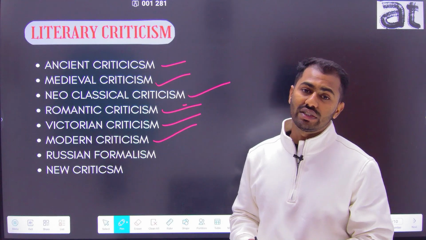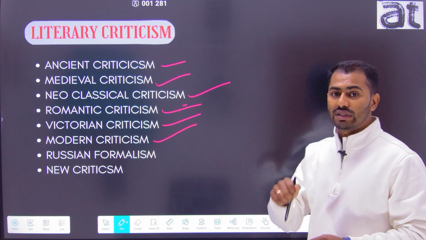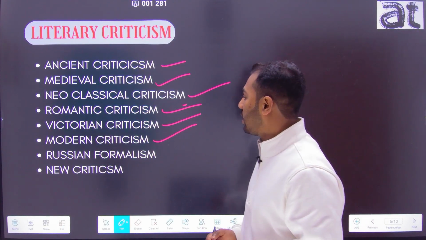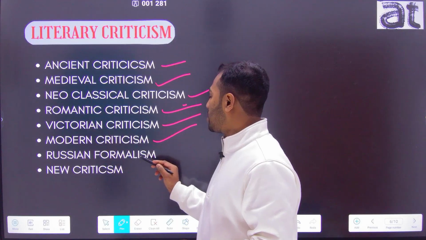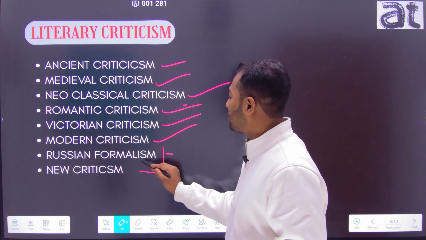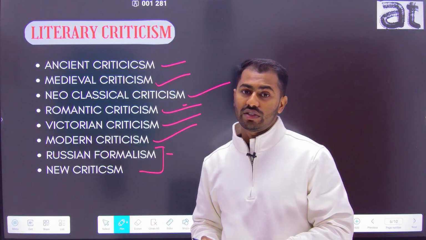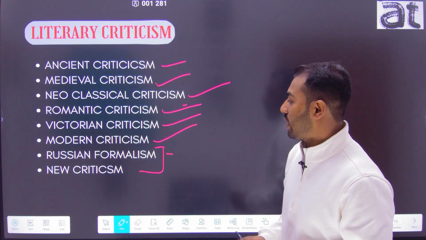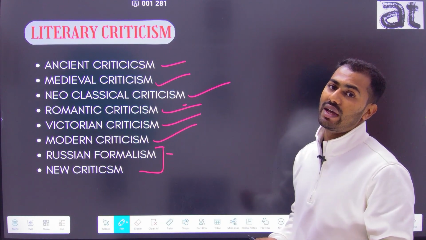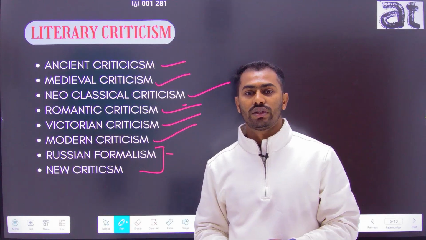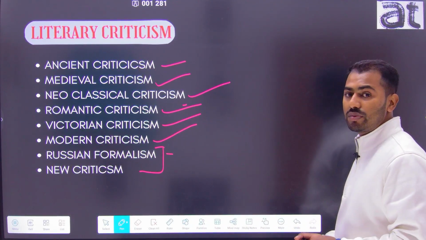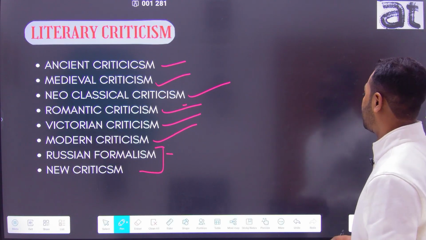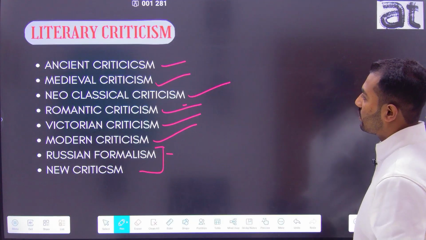And next comes modern criticism. In modern criticism, we will read T.S. Eliot and his Theory of Poetry. And last come Russian formalism and new criticism. In Russian formalism, we will read Roman Jakobson, Vladimir Propp, and in new criticism, we will read I.A. Richards, F.R. Leavis, Percy Lubbock, Cleanth Brooks. And these are the syllabus of literary criticism.